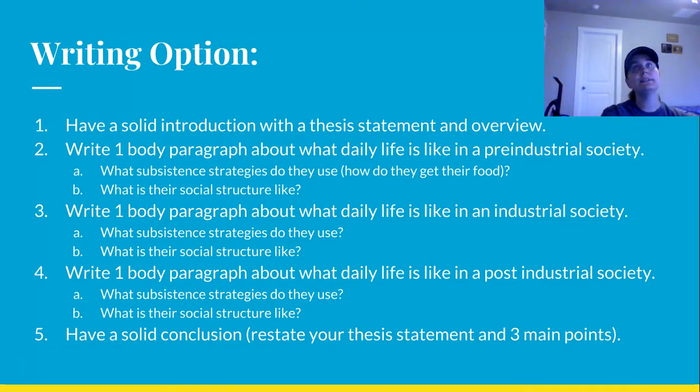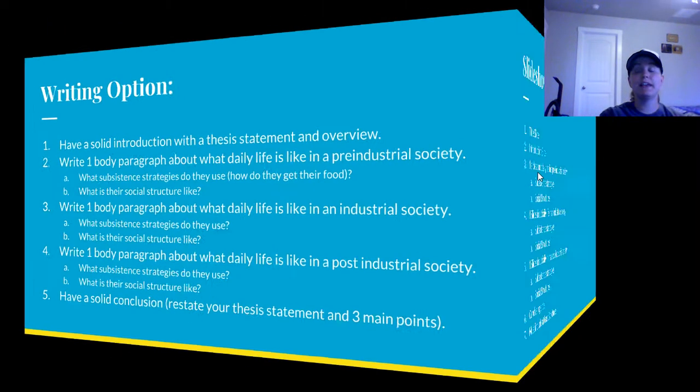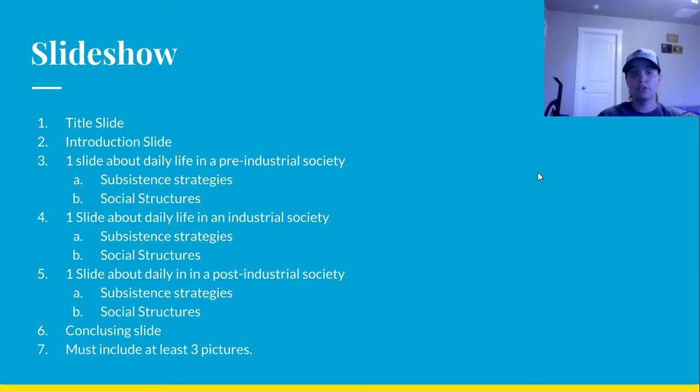Now, if you're someone who's like, oh man, we write a lot of essays in sociology, I don't want to do that, I do have another option for you. You're going to address the same material, but you're going to put it in a slideshow. So you need to make sure to have a title slide. Put your name on the title slide and the title of your slideshow, something about societies. And then you're going to have an introduction slide where you essentially give your thesis statement and 3 main points. In a short slide, tell the viewer what your slideshow is about. Then you're going to have 1 slide about daily life in a pre-industrial society, and make sure to let the reader know what their subsistence strategies and social structures are. So the title of that first one could be Life in a Pre-Industrial Society, and then you could have 1 bullet point that talks about subsistence strategy and another that talks about social structures.